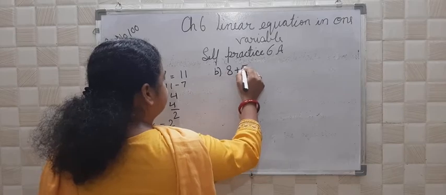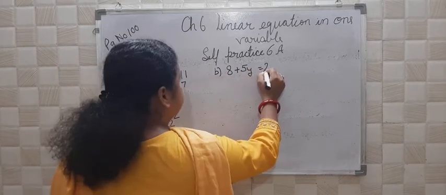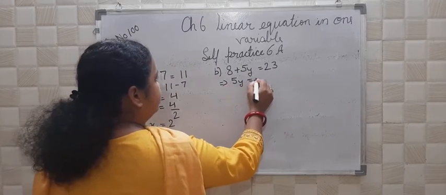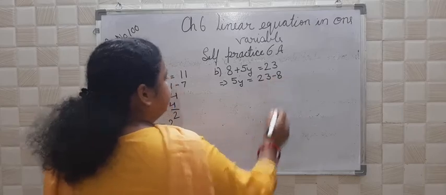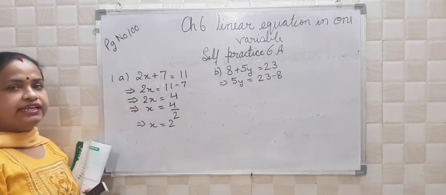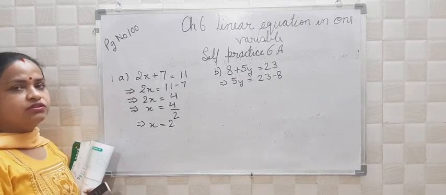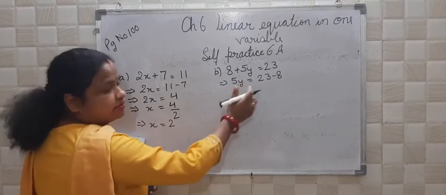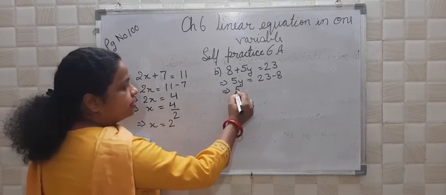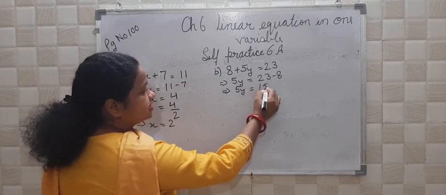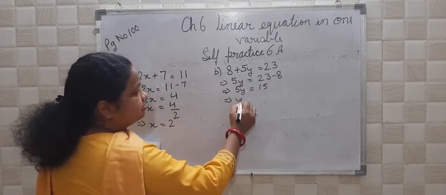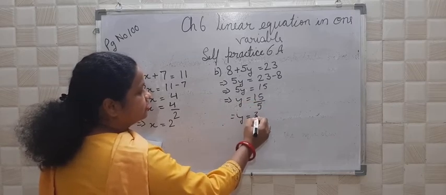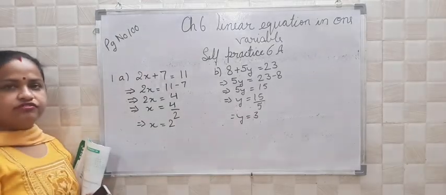8 plus 5y is equal to 23. So what will you write? 5y is equal to 23 minus 8. The first thing you have to do is take the variable on one side and all the constants on the other side. That is what I am doing. Took the variable on the left side and the constant part on the right side. So 5y is equal to 23 minus 8, 15, and y is equal to 15 upon 5, and y is equal to 3. 5 threes are 15. Correct?